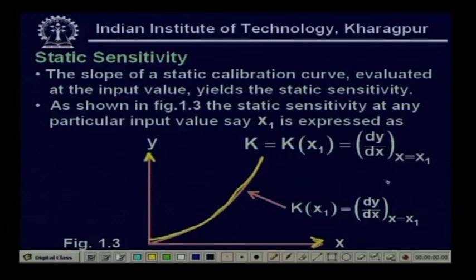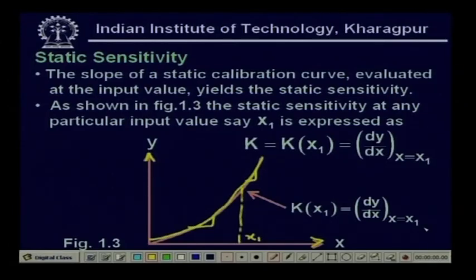The static sensitivity is defined at the x1 value. Suppose I say this is x1, at the value x1, the slope of this calibration curve. So, it is dy by dx at x equal to x1. Interestingly, you see the static sensitivity varies. There is some value here, and here it is some different value. So, the static sensitivity for a nonlinear curve will change. It depends on what point you are measuring, right.